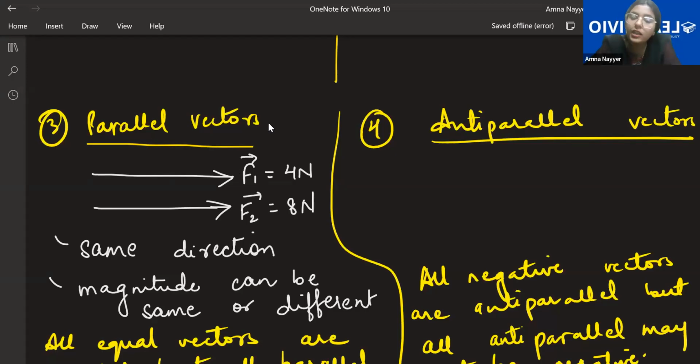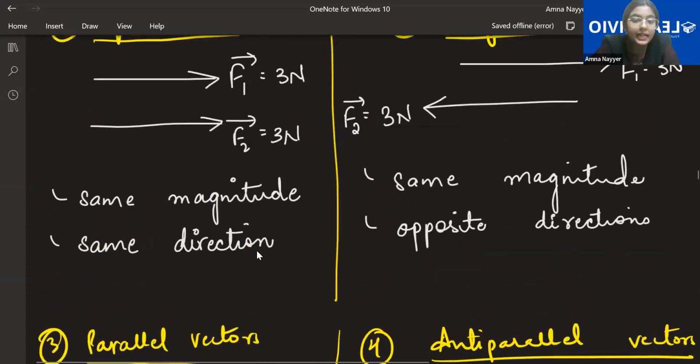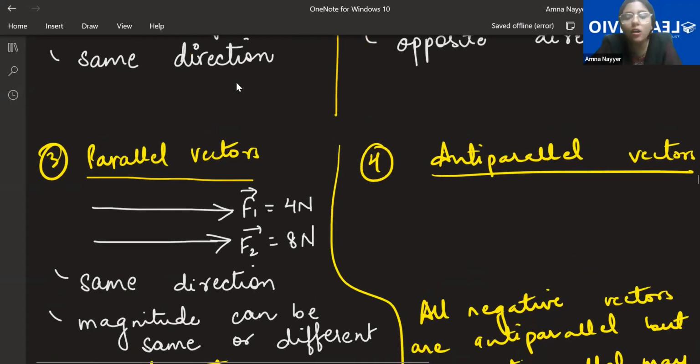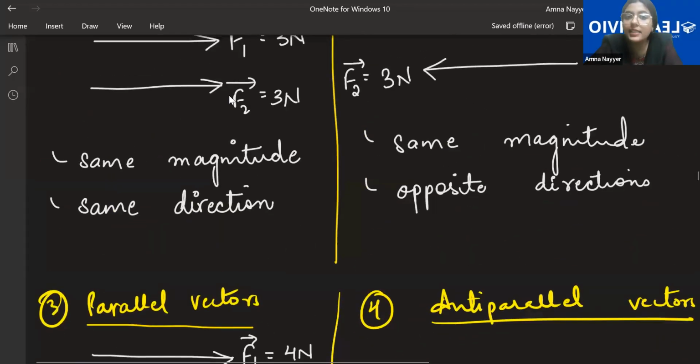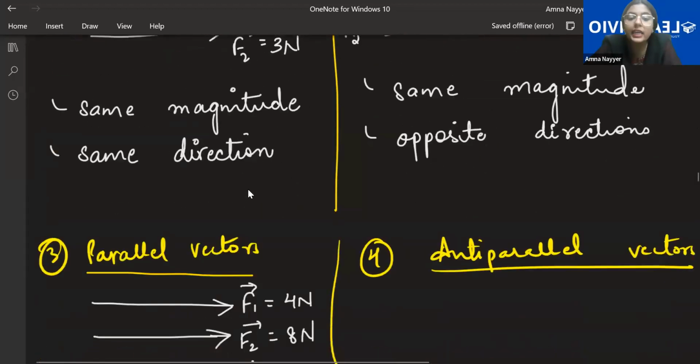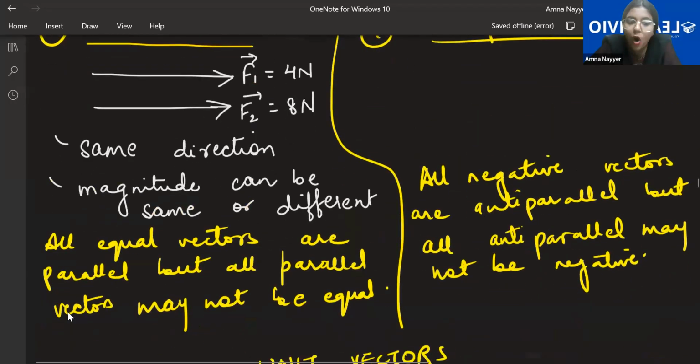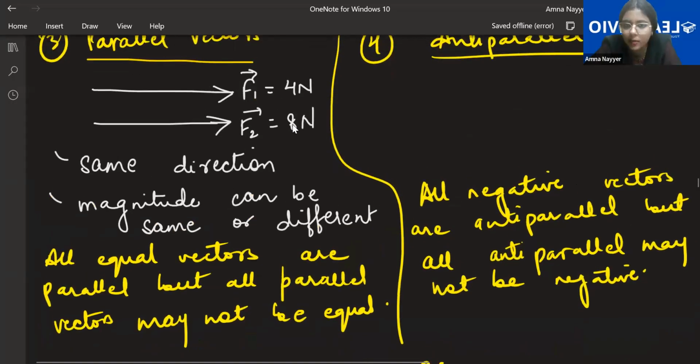So you can say all the equal vectors are definitely parallel vectors. But all the parallel vectors might not be equal vectors. What if their magnitudes are different? Then it will not be equal. So for a parallel vector to be called an equal vector, it is only possible when the magnitude is the same. So you can say all equal vectors are parallel, but all parallel vectors may not be equal. Because if this is the case, this is not equal.